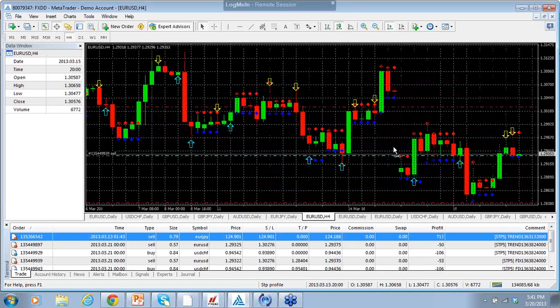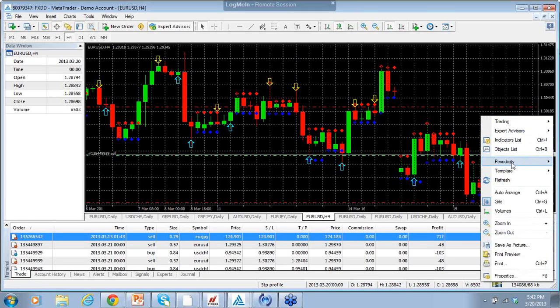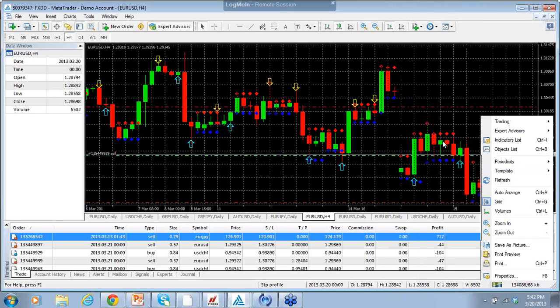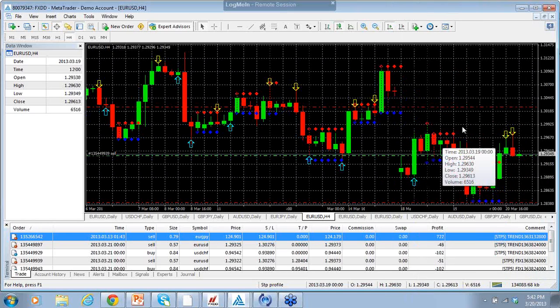That gives us triggers for potentially an IBO Rev candle. We don't have an IBO Rev candle. 1, 2, 3 bars. We actually have a setup for an IBO Rev right now, guys. So here it is. 1, 2, 3. In fact, let me confirm that. Yes, we do. We have a 3-bar IBO.